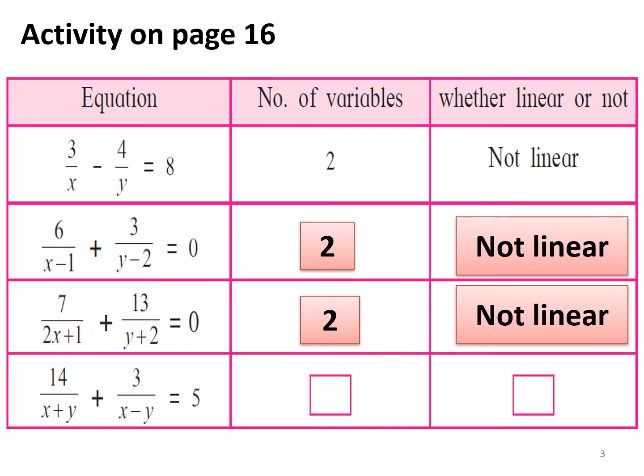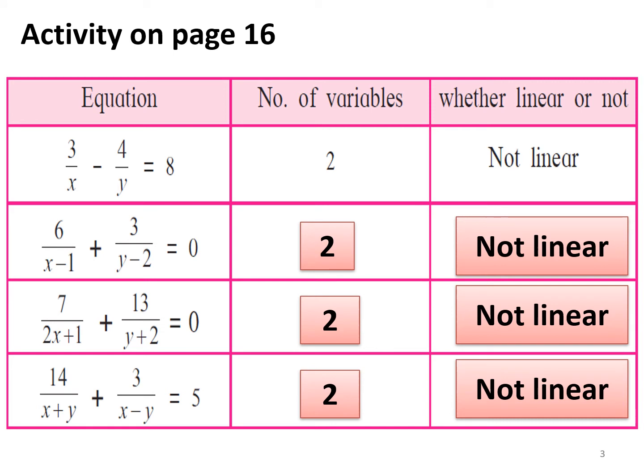Last question, 14 upon x plus y plus 3 upon x minus y is equal to 5. Here there are only two variables present, that is x and y. It is repeated twice but there are only two variables present. So the number of variables is 2 and it is not a linear equation.